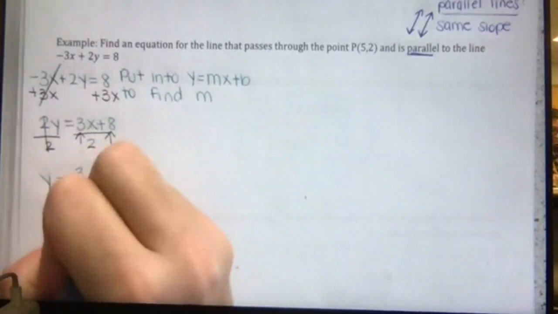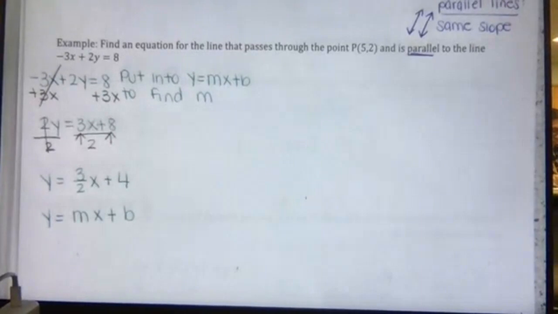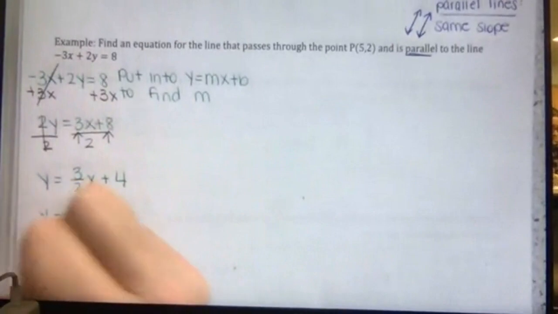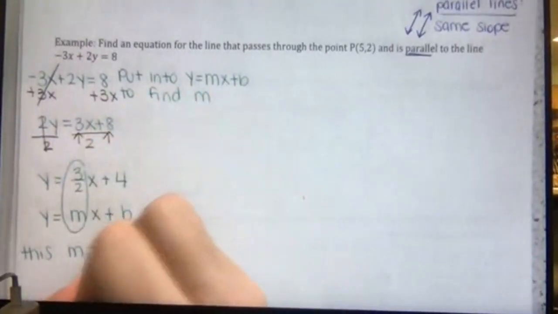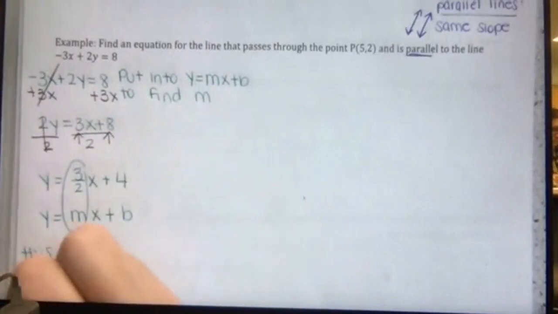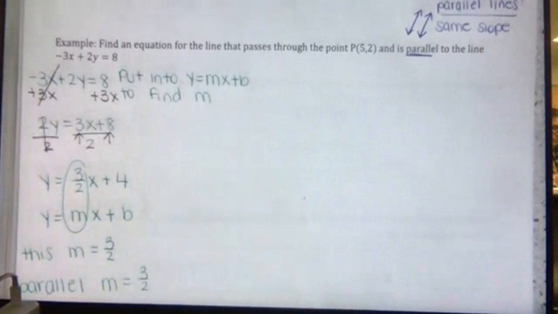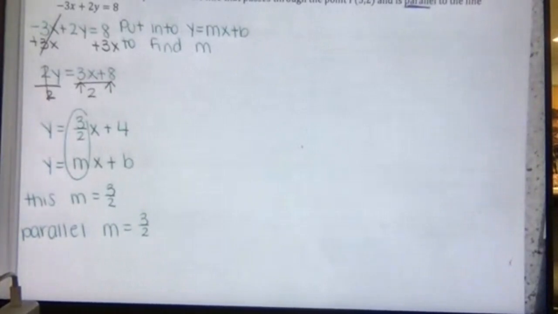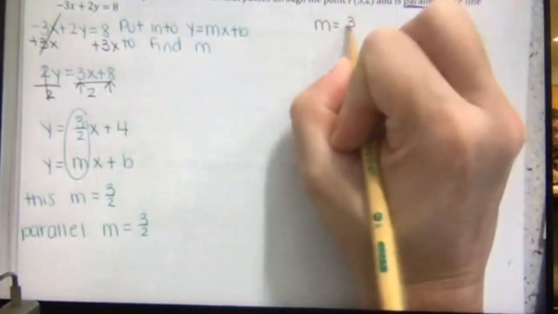So we did it. We put it into y equals mx plus b form. So what is this slope? 3 over 2, thank you. So our parallel slope is going to be the same. So it's still going to be 3 over 2. So now we know the slope that we're going to use. So all of that was just pre-stuff to give us our slope. So now we know the slope we're going to use is 3 over 2.